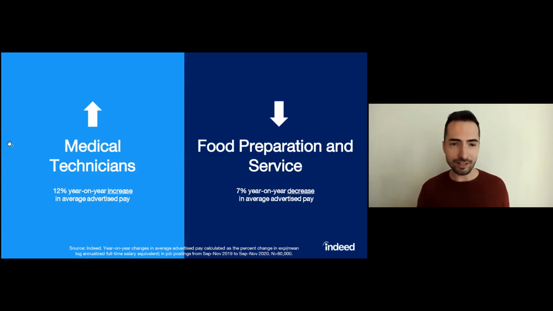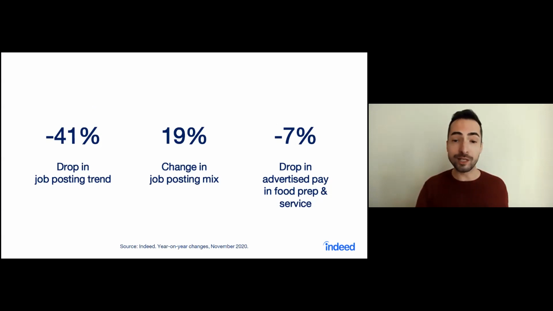So the final slide then to conclude, I want to highlight the three numbers from this presentation that reflect the current state of the UK labour market in the second wave, and show the types of information that we are tracking in online data at Indeed. Number one, job postings, 41% below last year's trend. Number two, 19% of job titles are different than a year ago on a standardized basis, which shows a huge shift in the mix of postings.